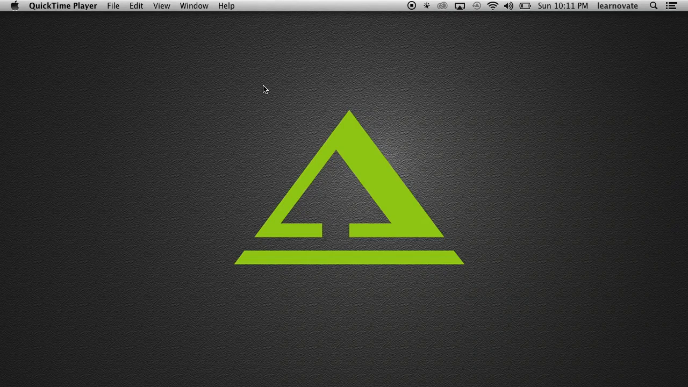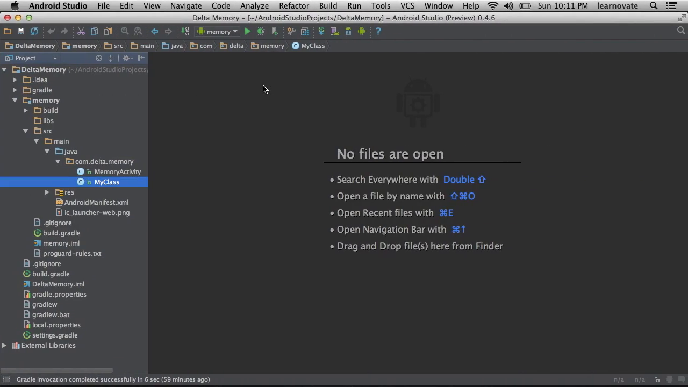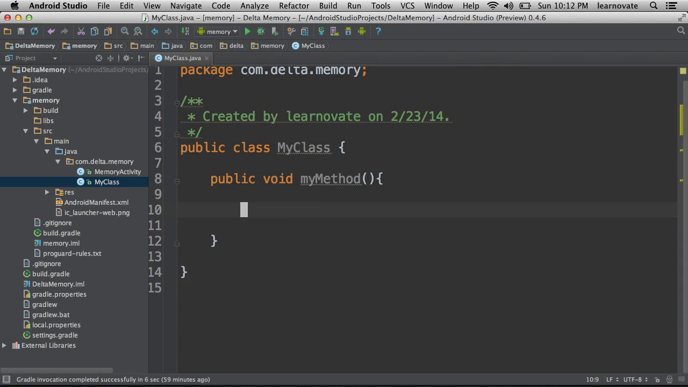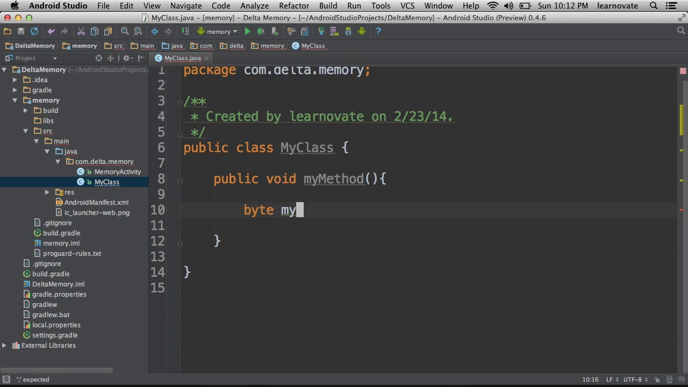Now that you have a basic idea about how memory works, I'm going to show you what primitives in Java look like in actual code. So, let's start with the smallest of all the primitives, the byte. Bytes have a default value of 0, and they kind of look like this.